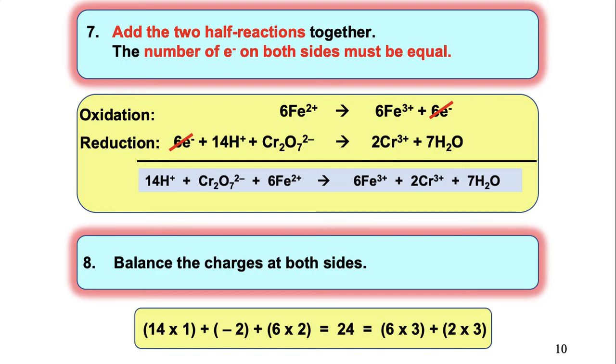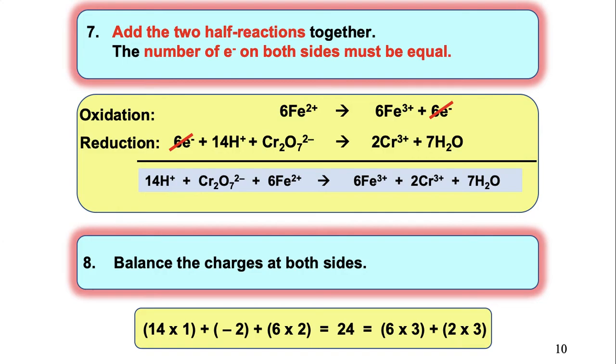If you want to check, just balance the charge on both sides. So 14 times 1, plus 2 times negative 1, that is negative 2, plus 6 times 2 because you have 2 plus, so plus 2 times 6, and it becomes 24. Then you must make sure that the right-hand side is 24 as well. Remember that this is in acidic solution because you have H plus.